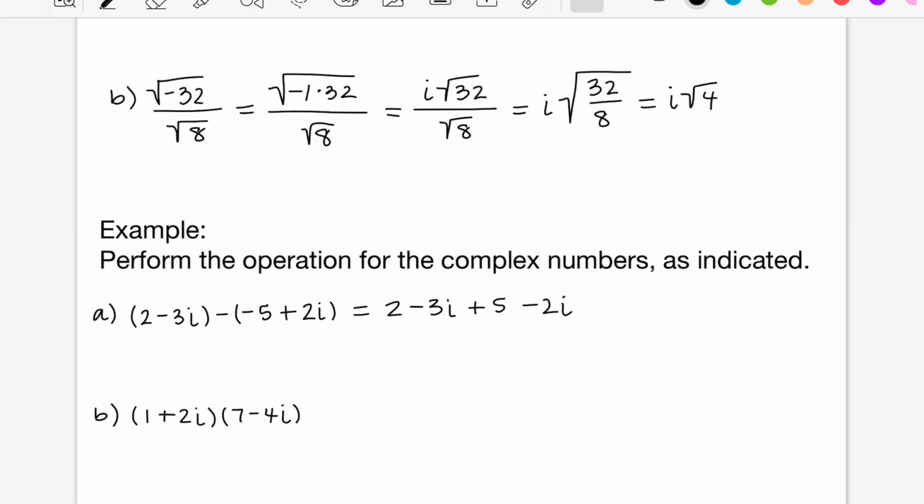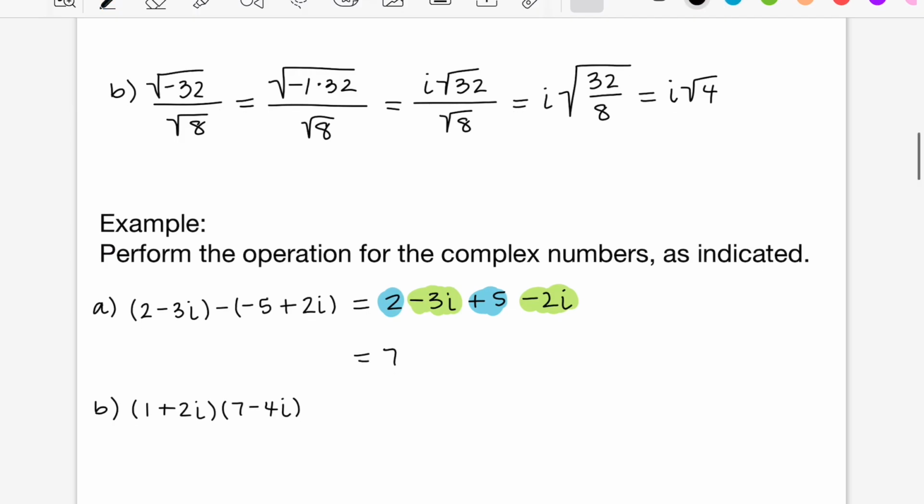So in this case, we can just combine like terms. We have just a 2 and a positive 5 here. And then we also have a minus 3i and a minus 2i. We have negative 3 i's, and then we're going to take away 2 more of them. So we're going to end up with 2 plus 5 is 7, and we have minus 3i minus 2i, so we're going to get minus 5i.